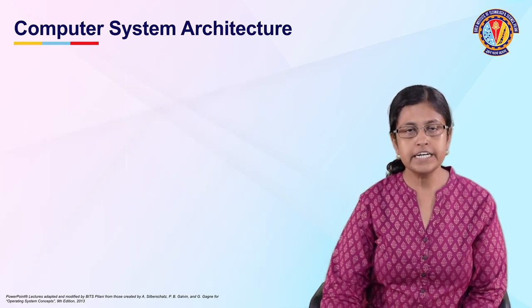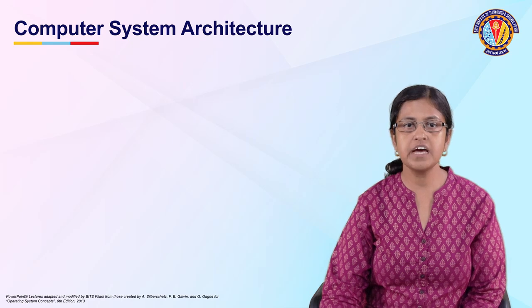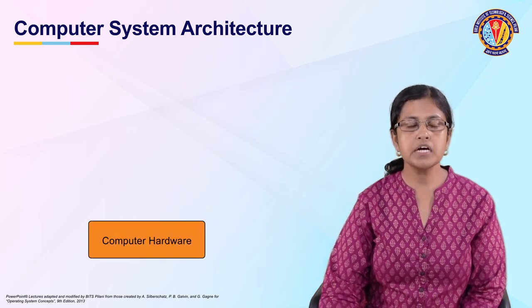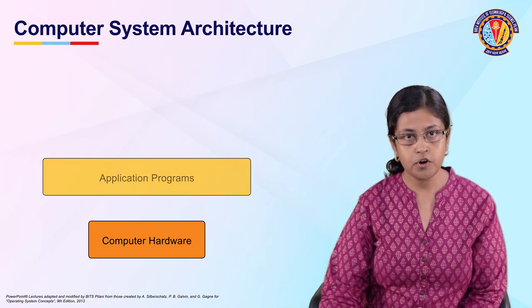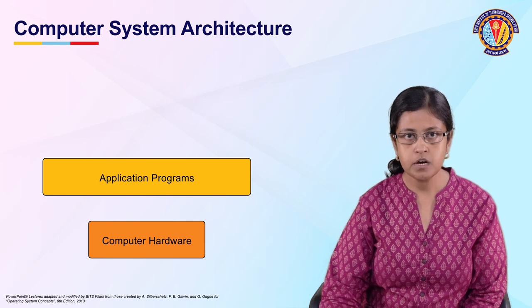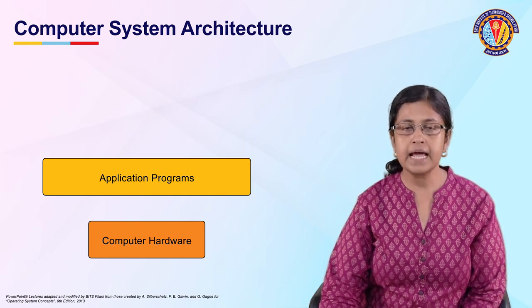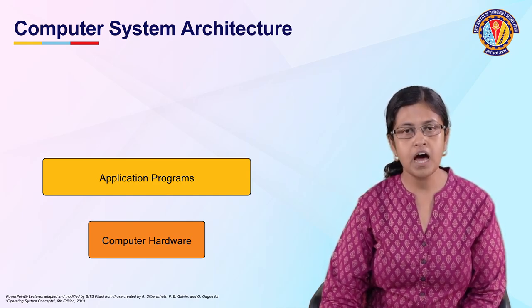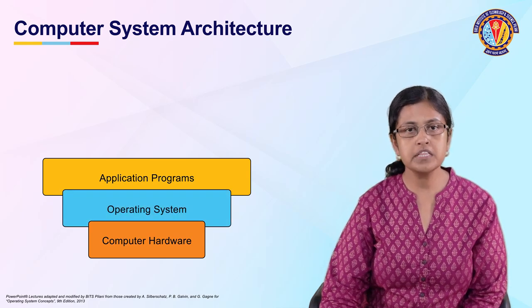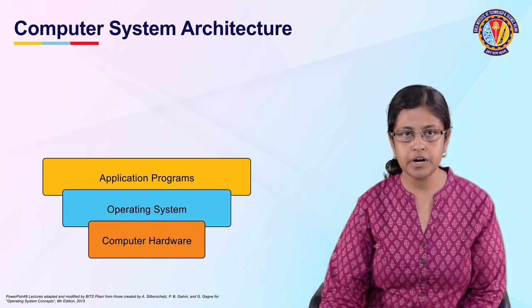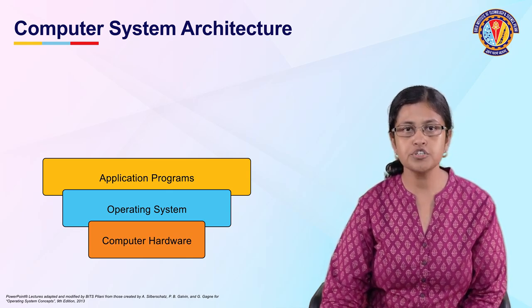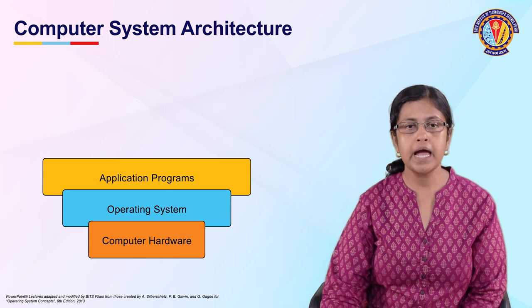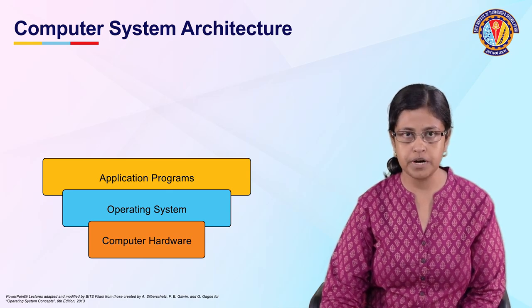Now, let's look at the interplay of the different components that we have talked about so far. If we consider a layered architecture, at the lowest level lies the computer hardware. Of course, we have the different application programs, which are run by the different users and accomplish different tasks on behalf of these users. In between the computer hardware and the application programs sits the operating system, which ensures the proper execution of the different application programs by allocating the hardware to these programs.